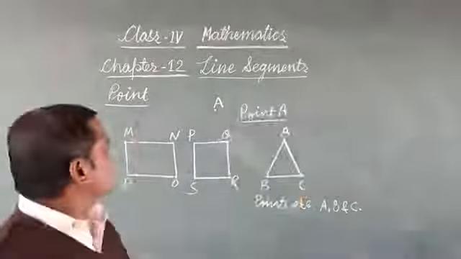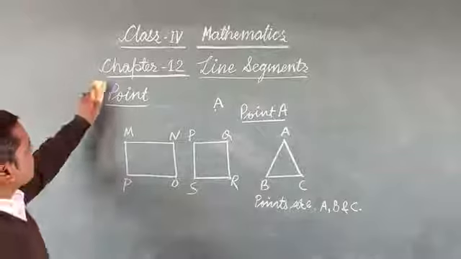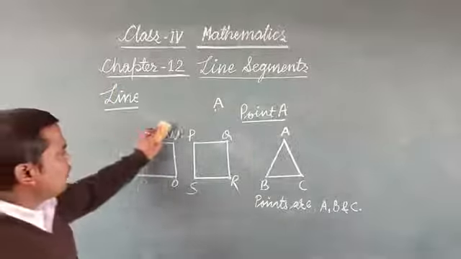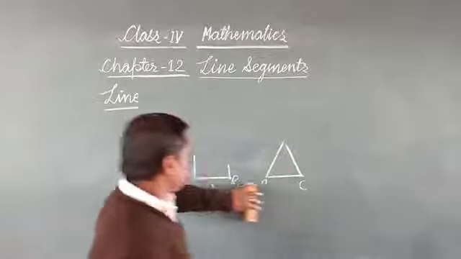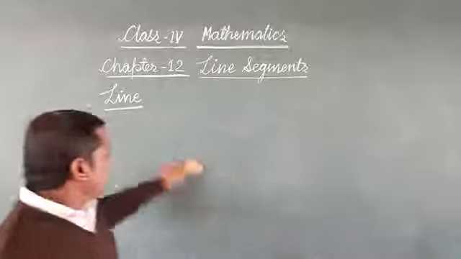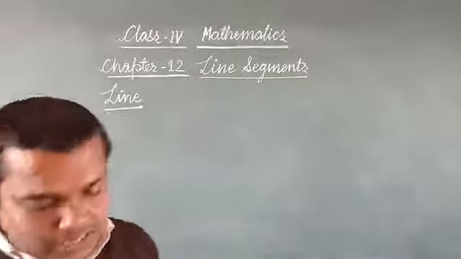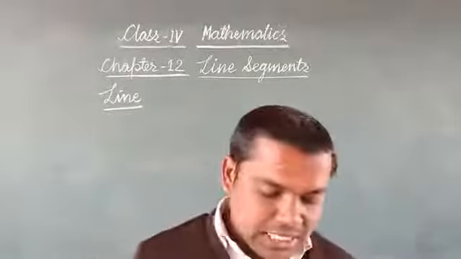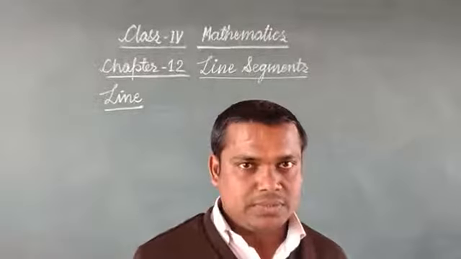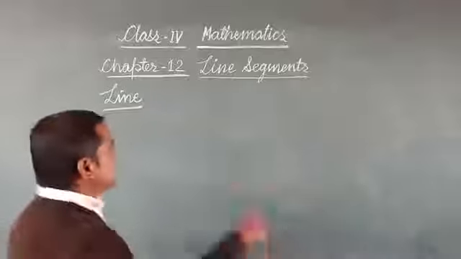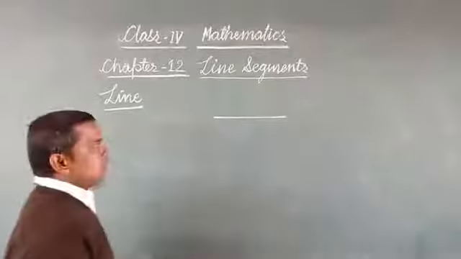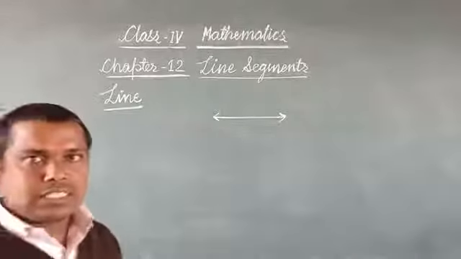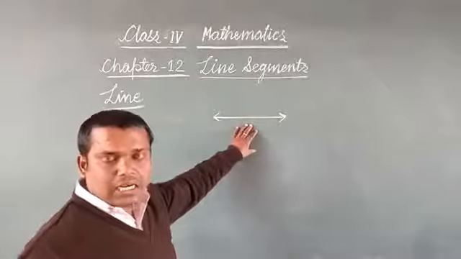Now the next topic is line. First of all, we come to know what is a line. A line is a straight path that extends indefinitely in both directions and it has no end point. For example, this one, if I am going to mark arrowheads on both sides, it represents a line.